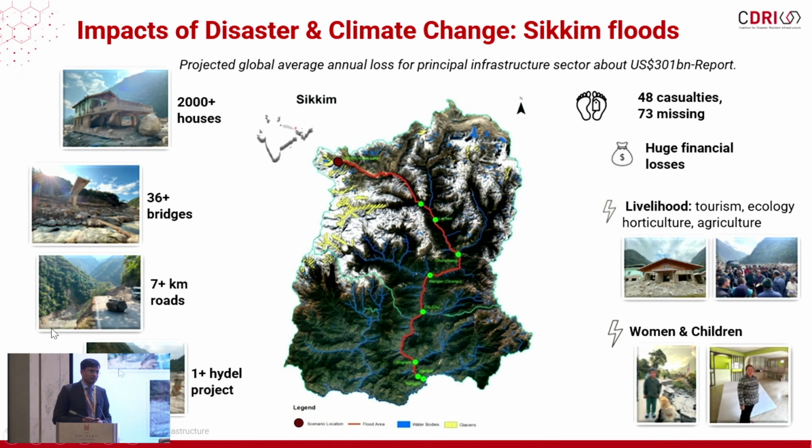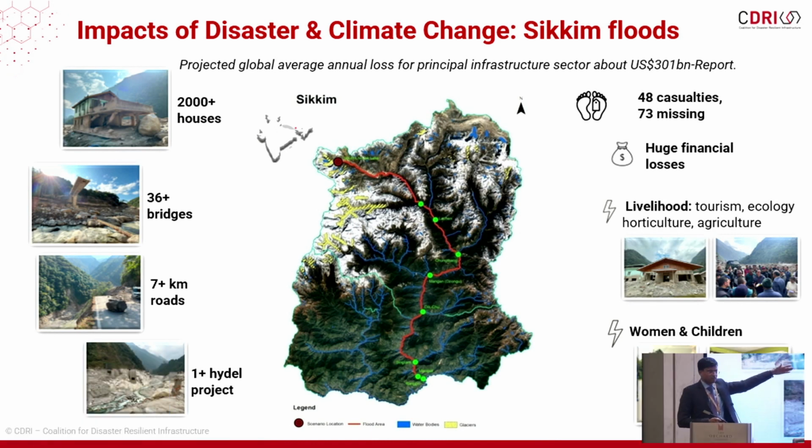And I can say with more conviction because just 10 days before this event, I was traveling across this line. It led to massive damages, a lot of casualty and financial losses, close to $2 to $3 billion in just a few hours of flash flood.